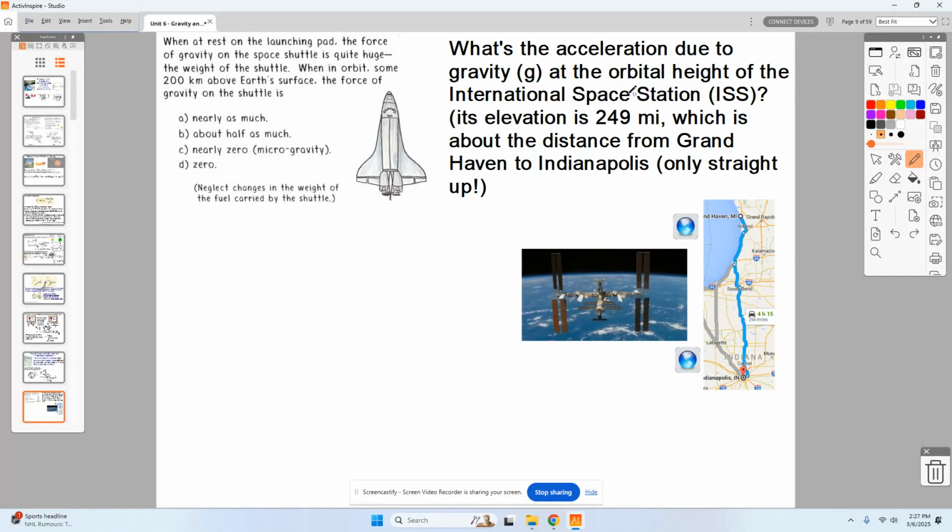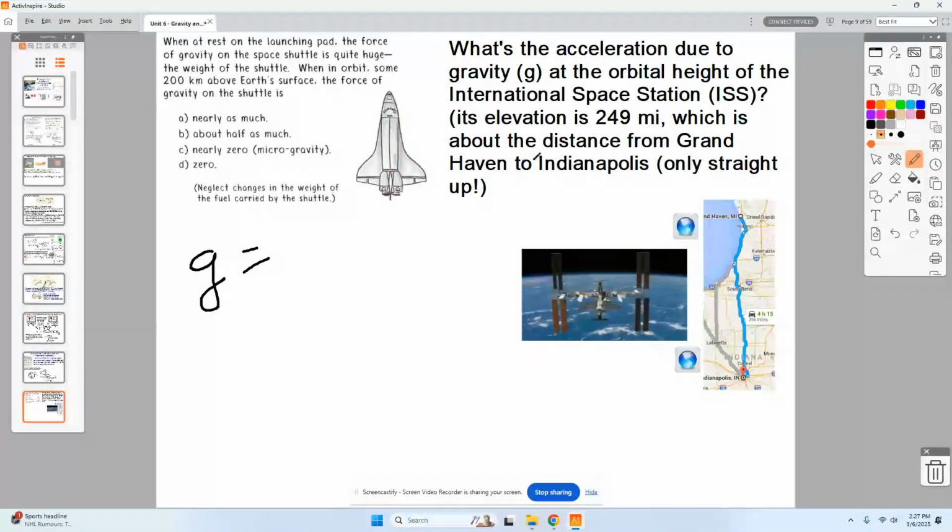What is G up there? Would you guys agree that it's almost zero because things float around? Well, if you look at this, if it's in orbit up there, the force of gravity in that shuttle, is it nearly as much? Is it about half as much? Is it nearly zero? That's what we might call microgravity. Does it feel like it's zero up there? Sure looks like it, but it's not. I'm going to queue up a couple of these videos and try to get them showing so you can see what it's like up there. You guys calculate what G is.